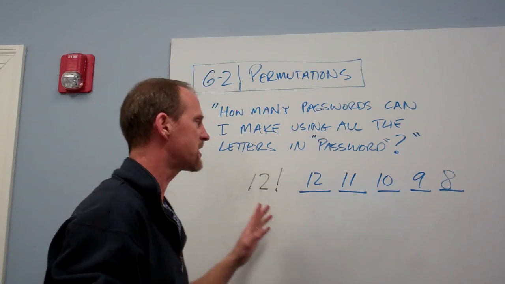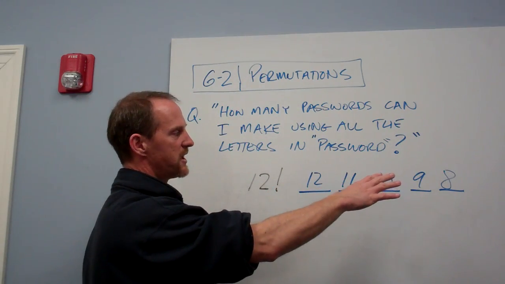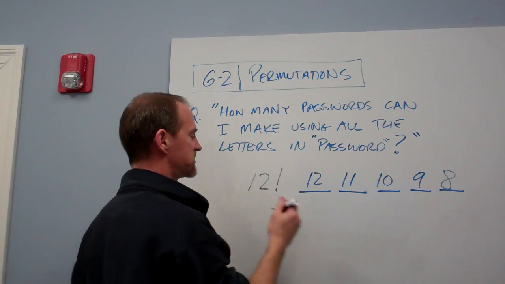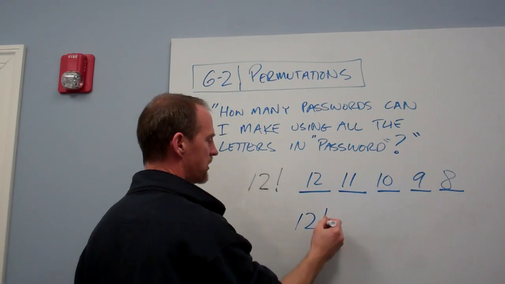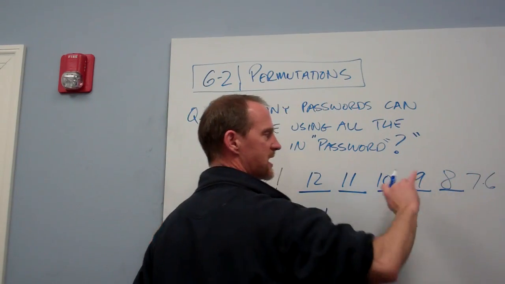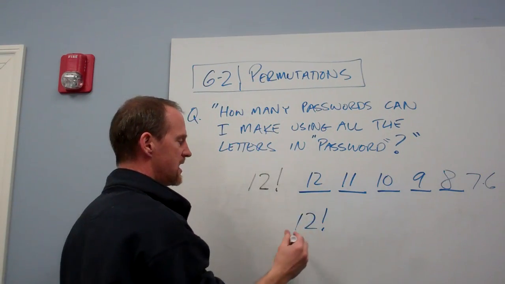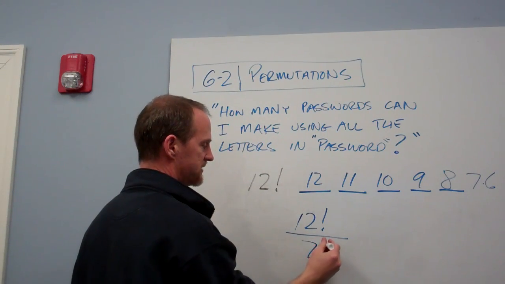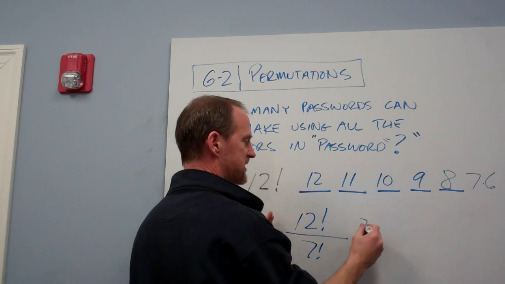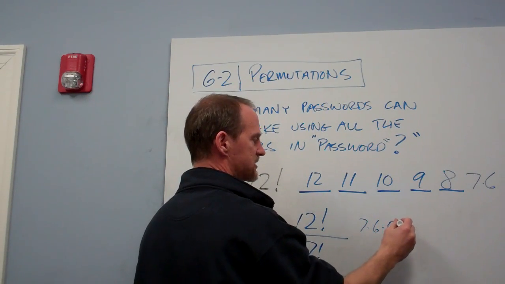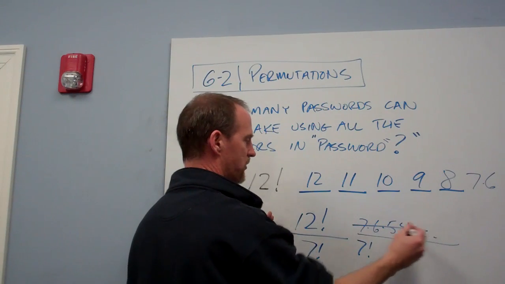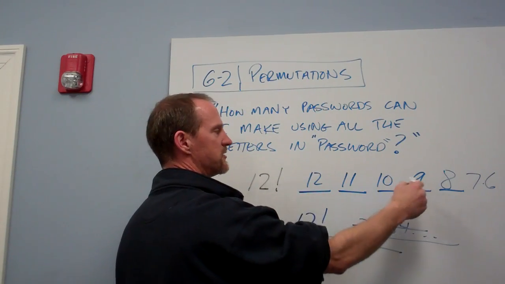Well, if you think about it, there's a mathematical way that I can write this using the factorial symbol. It's quite simple. I would just say, I want 12 factorial, but I want to chop off the 7 times 6 times 5 times 4 that I don't need. So I divide that by 7 factorial. Because if you think about stringing them all out, the 7 times 6 times 5 times 4 is going to get chopped off by this 7 factorial, and all I'm left with is 12 down to 8 multiplying.